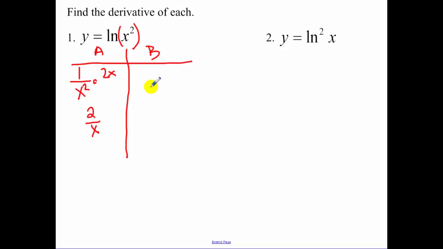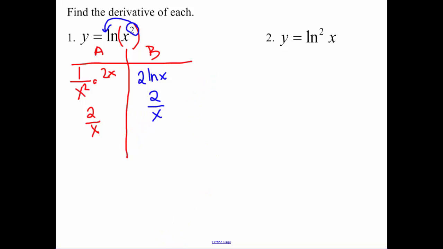The second way to do this is if we simplify first. Remember our rules of logarithms: you can bring down that exponent and put it in front. So we really have 2 ln x. Then I can take the derivative of that, and that's 2 over x. So we get the same thing either way.